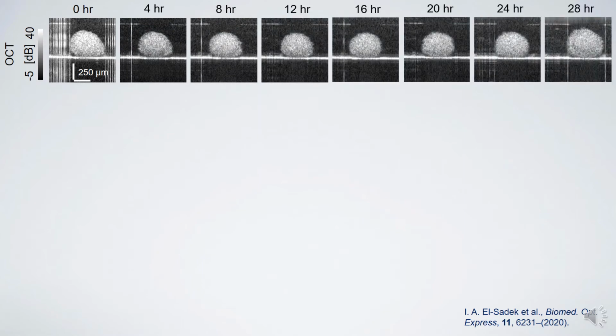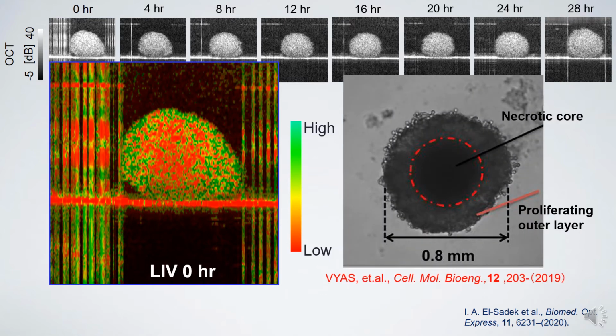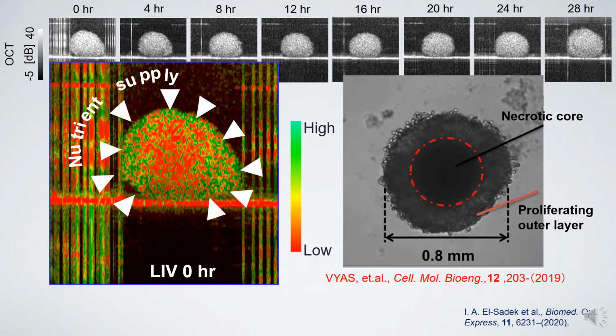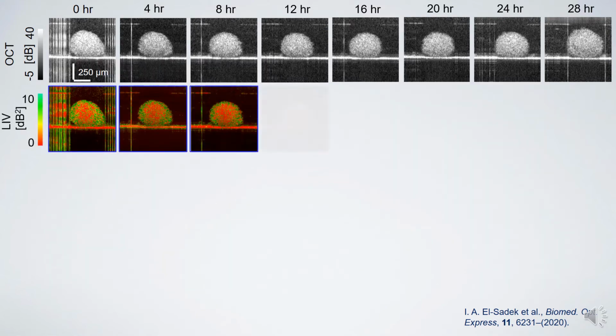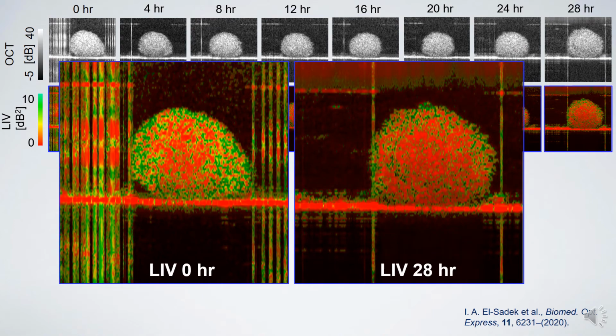By observing the time course OCT intensity, we cannot see a clear difference in the tissue structure, but once we computed our LIV, we can see that the outer shell of a spheroid shows high LIV, while the inner part shows low LIV. It was reported that the cultivation of a large spheroid exhibits a necrotic core, while the outer shell shows proliferating cell layers. So maybe the high LIV at the outer shell of a spheroid is related to the proliferating cell layer due to the sufficient nutrient supply, while the low LIV at the spheroid core is related to tissue necrosis. And by observing the time course of the LIV, we can see that after 28 hours, almost all the spheroid region shows low LIV.